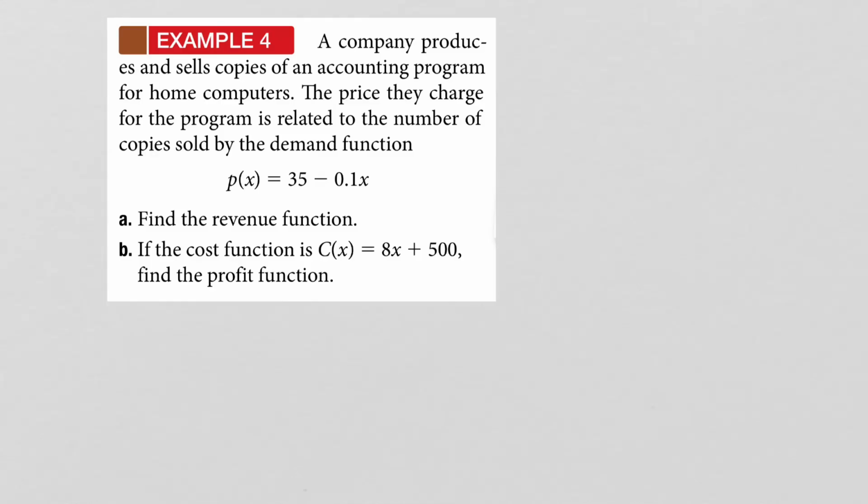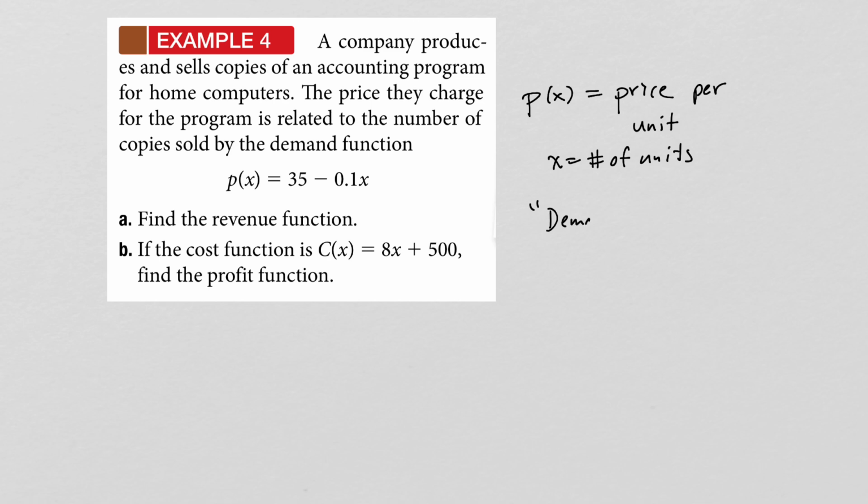As an example, consider this. A company produces and sells copies of an accounting program for home computers. The price they charge for the program is related to the number of copies sold by the demand function P of x equals 35 minus 0.1 times x. Now that P of x there is really the price, okay? And it's the price per unit, all right, where x is the number of units. Now, this is called the demand function.